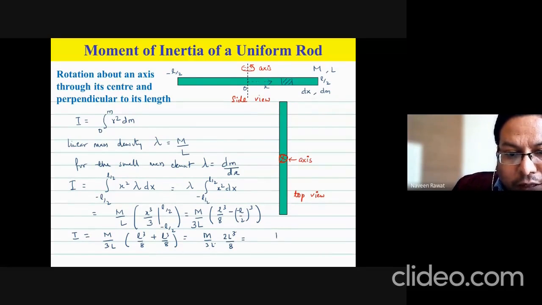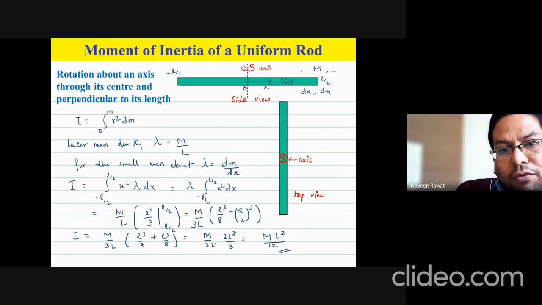So I will be left with the L square term. M stays as it is. 2 cancels with the 8, there is a 4 left here, and there is a 3. So I get m L square divided by 12. And that is my moment of inertia of a uniform rod that is rotating about this axis shown here, from the center and perpendicular to its length.